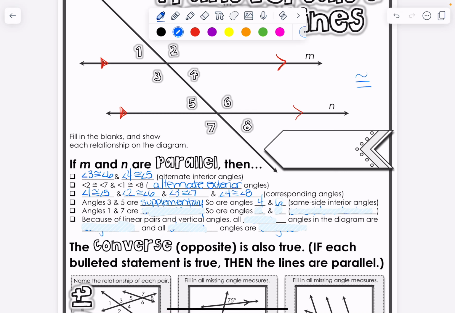So your same side interior angles are going to be supplementary, as are your same side exteriors. Angle 1 and angle 7 would be supplementary, and our other same side exterior pair, angle 2 and angle 8, are also going to be supplementary.